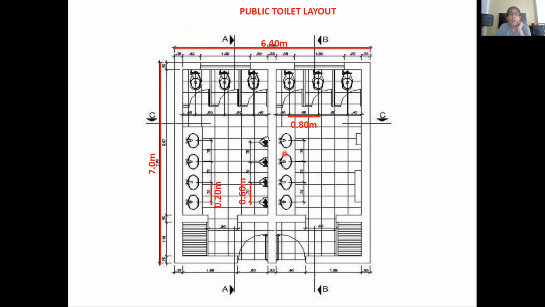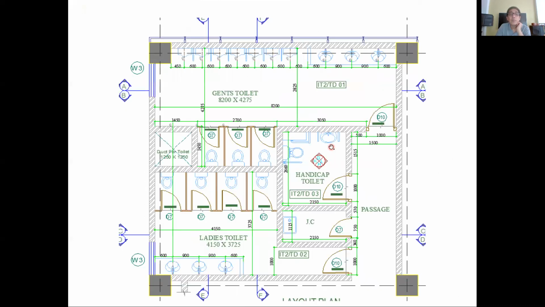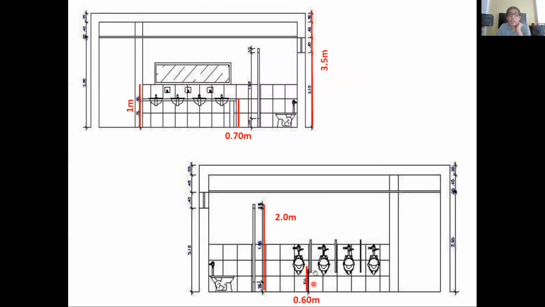This is also a public toilet with the urinals and water closet. This is for the male. This is for the female. You can see that there's also the dimension of the water closet. The height of the urinal is about 2 feet.